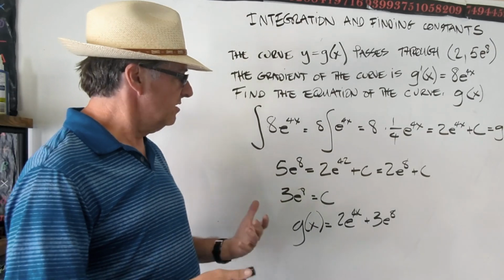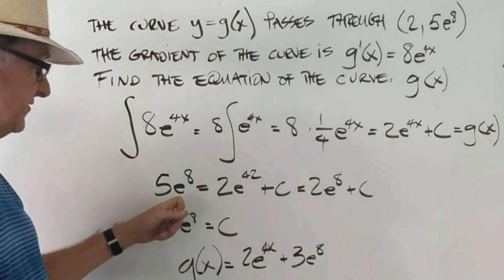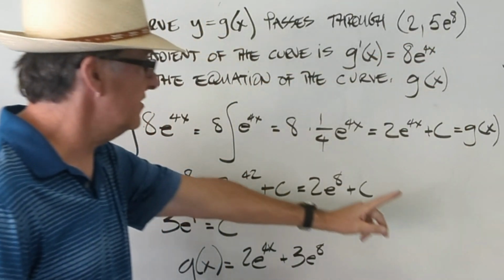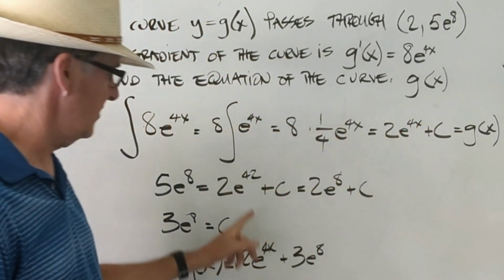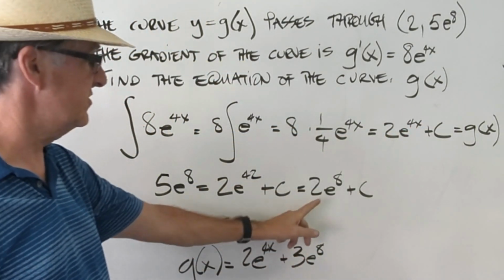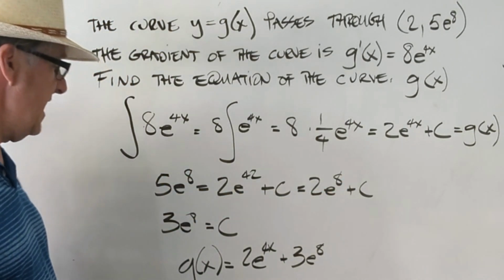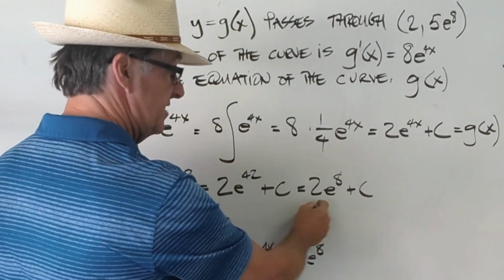Okay, check this out. So my y value, again, from over here, is 5e to the 8th. So that goes there. And then I plugged in my 2, that's my x value, for x in my function up here, which was 4 times x. So I got 4 times 2. So it's 2e to the 4 times 2 power, which is 2e to the 8th. So check this out. I have 5e to the 8th equals 2e to the 8th plus c.